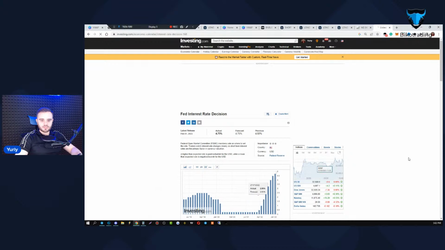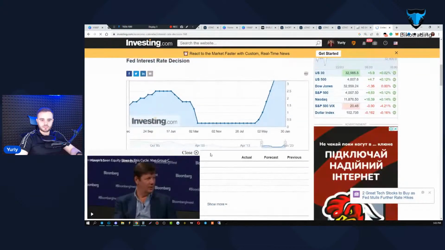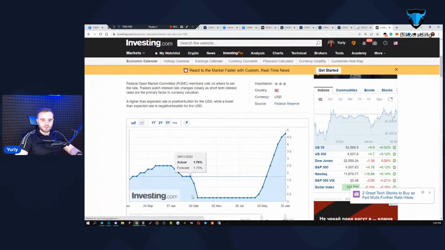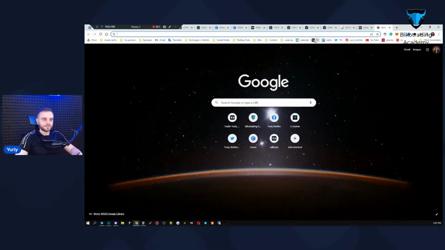During that time, it is exactly this chart. Interest rate dropped. The Fed started printing money and interest rate dropped. And have a look where it was, March 2022. Guess what happened with BTC at that time?